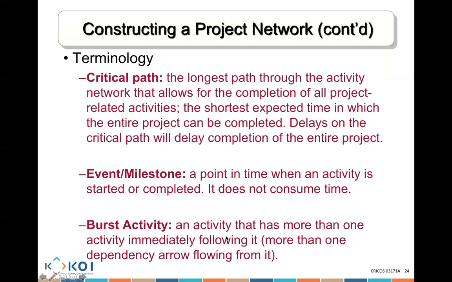A burst activity is an activity that has more than one activity immediately after it. So on a network diagram, there might be activity A, and after it there's activity B and activity C. Then this is what we call a burst activity. From activity A, 2 activities are bursting, one going on one side and one on the other side.